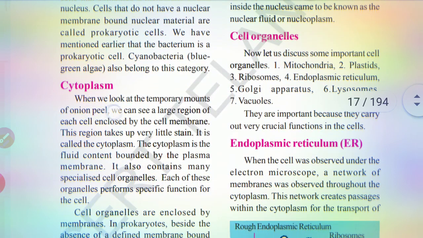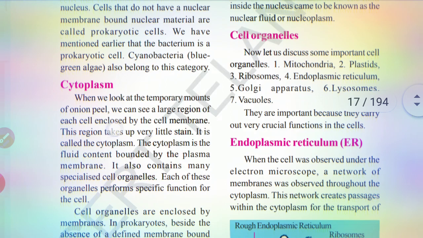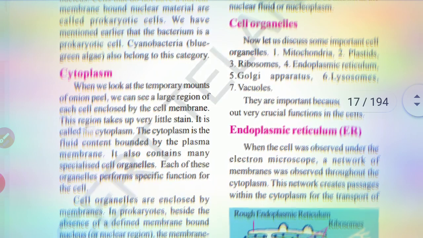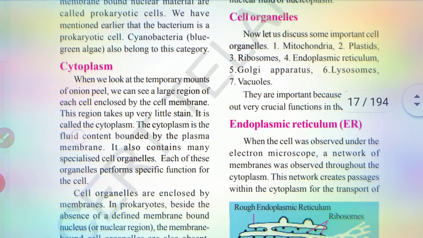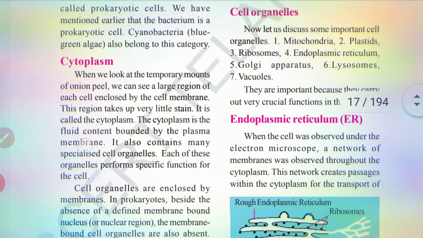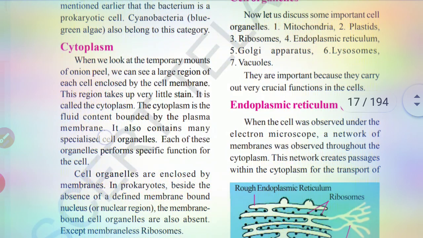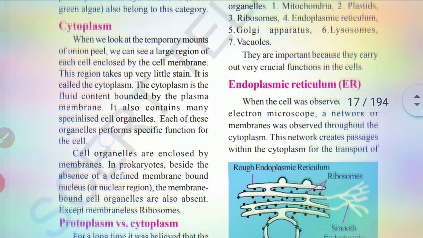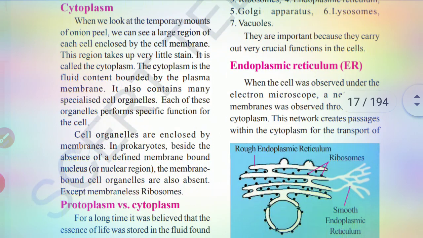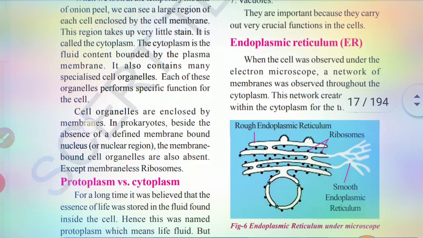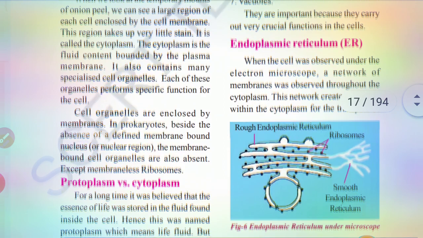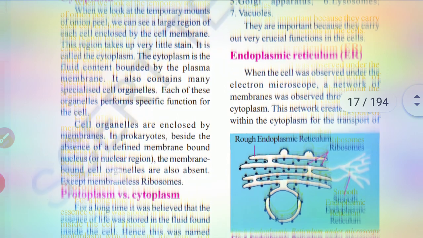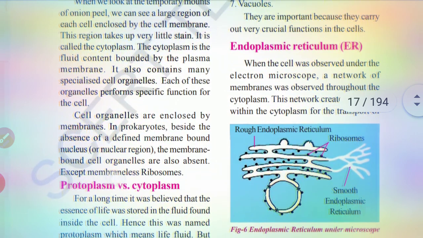Cytoplasm. When we look at the temporary mounts of onion peel, we can see a large region of each cell enclosed by the cell membrane. The region takes up very little stain. It is called cytoplasm. The cytoplasm is the fluid content bounded by the plasma membrane. It also contains many specialized organelles. Each of these organelles performs a specific function for the cell. The cell organelles are enclosed by membranes. In prokaryotes, besides the absence of a defined membrane-bound nucleus or nuclear region, the membrane-bound organelles are also absent, except membraneless ribosomes.